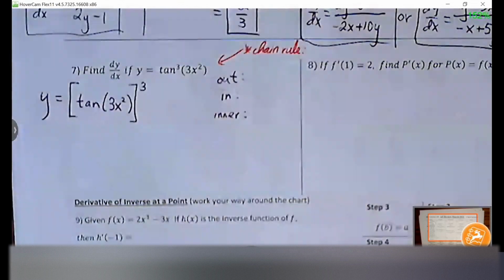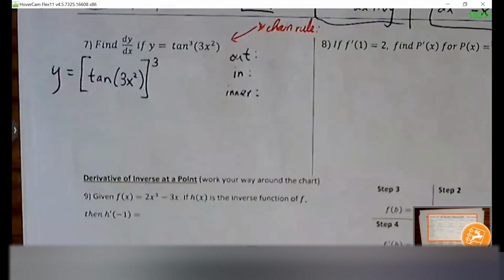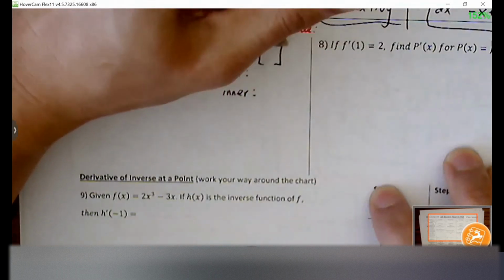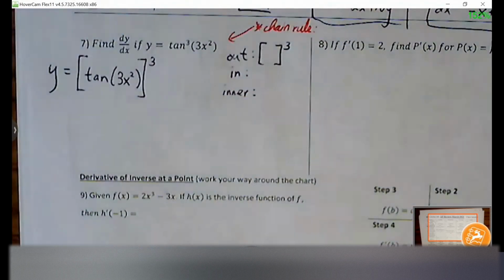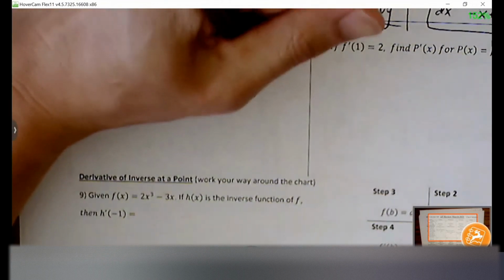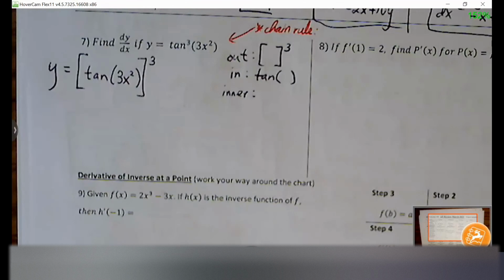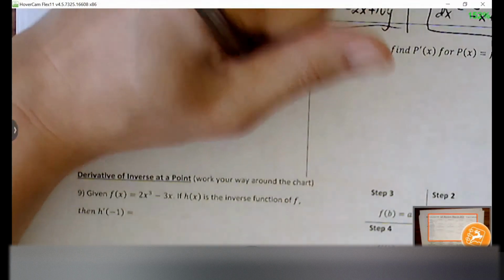Okay, what's the outermost portion that you see? Yeah, just the bracket cubed, right? And we'll treat the bracket like its own variable. We'll just do power rule when we get to it. Next is just tangent. I'm going to do tangent parentheses just to indicate that, okay, I'm just going to take that derivative. And then finally, I've got the 3x squared.